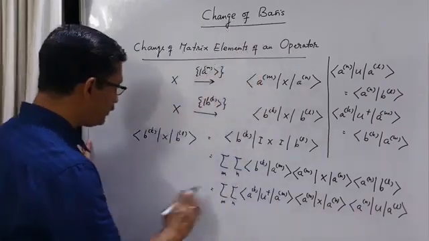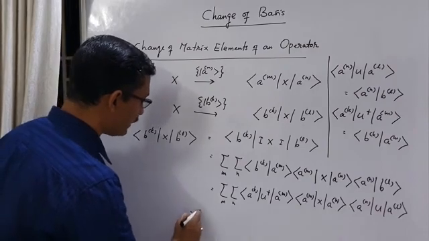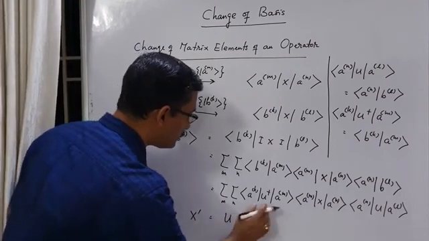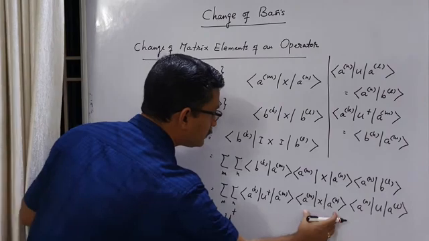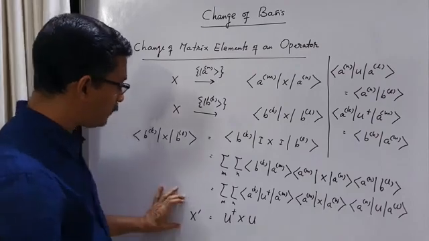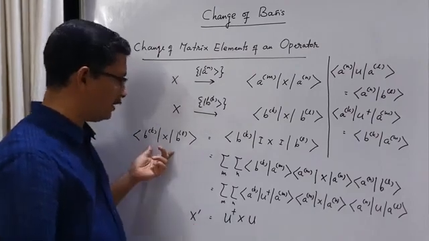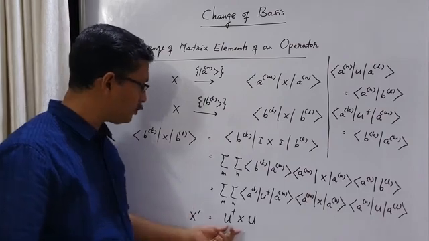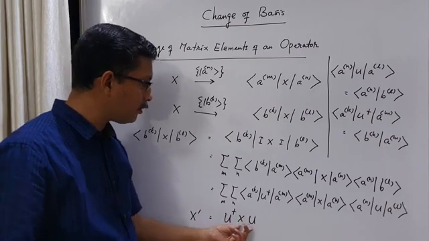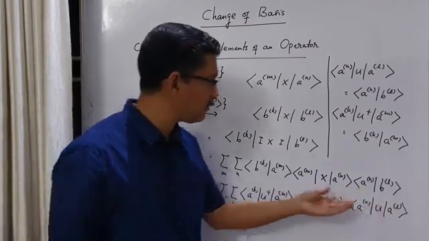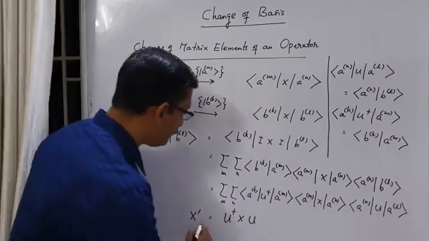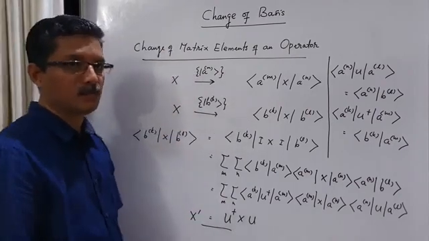So if you write this in matrix notation, let us say left hand side is X prime, the matrix element of X in the new basis, is equal to U dagger, this is the matrix of U dagger, and this is the matrix of X in the old basis, and this is the matrix of U in the old basis. On the right hand side, we have completely expressed in terms of old basis. So X prime equals U dagger X U. This is how an operator changes during change of basis.